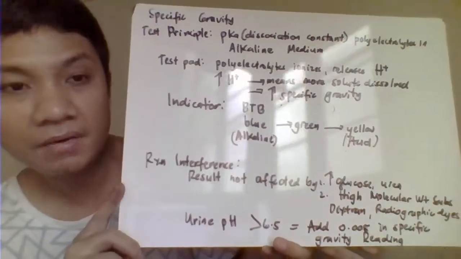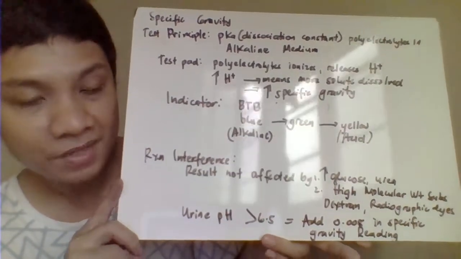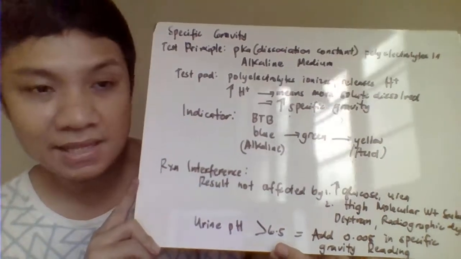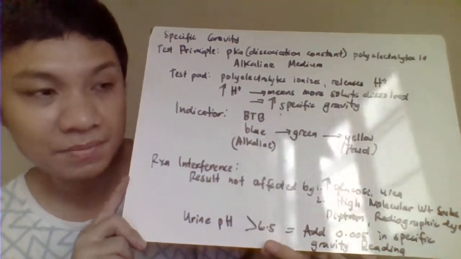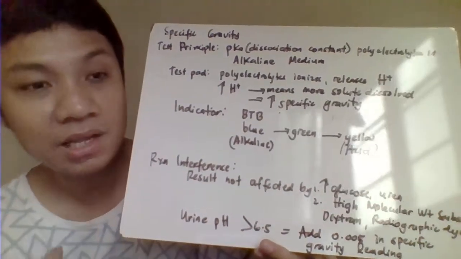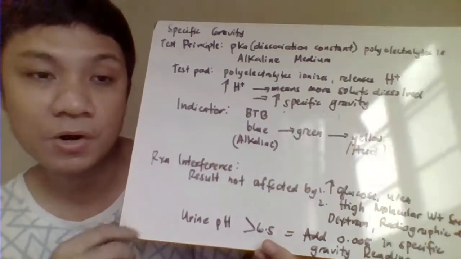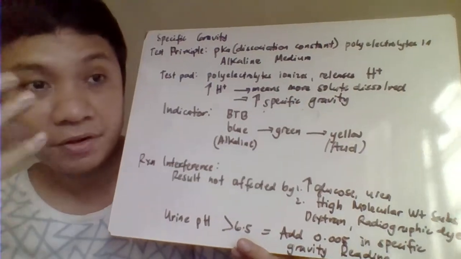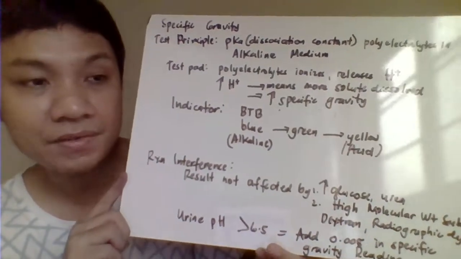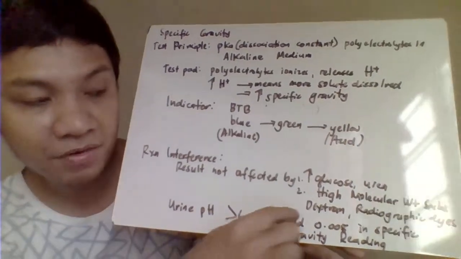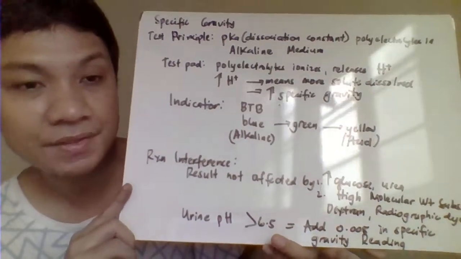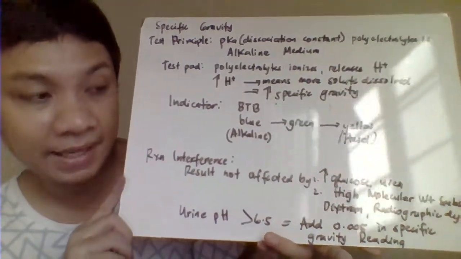Okay, we have here the reaction interferences. So this test pad here for the specific gravity would not detect the presence of your high molecular weight substance like your glucose or urea, responsible here for the increase in the specific gravity if you're using your urinometer or your refractometer. Another one, this is not also affected here by the presence of high molecular weight substance in the form of your dextran or your radiographic contrast media, mga radiographic dye natin.